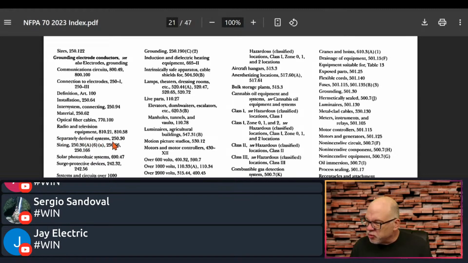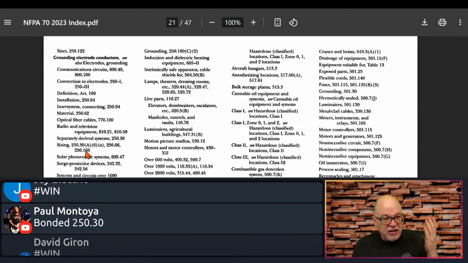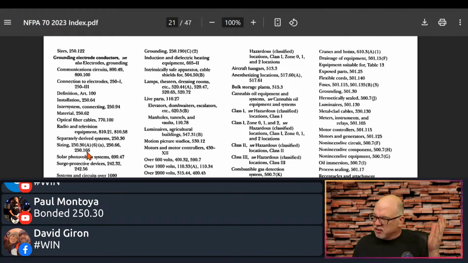Separately derived system, 250.30. And many of you have probably already realized that underneath that you see sizing, 250.30, and that's the first one. Then you see 250.66, which is familiar, for like a dwelling. And then you see 250.66 and you see, oh, wait a minute, that's a DC. So you kind of see the stacking that's going on here, right? So we're going to go to 250.30. That's where we're going to go.